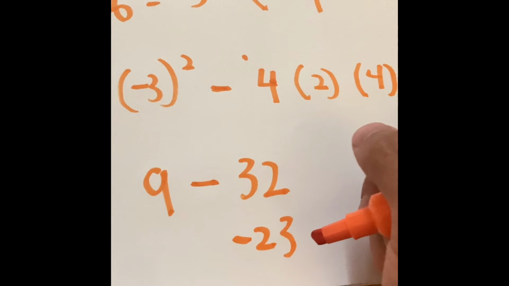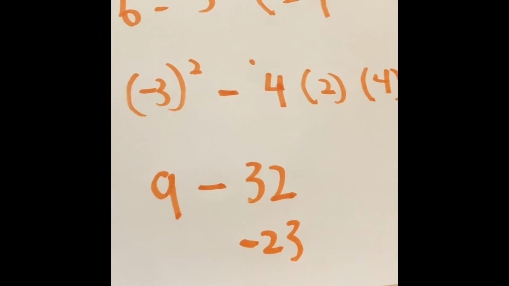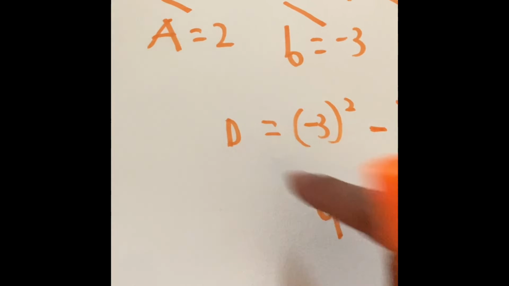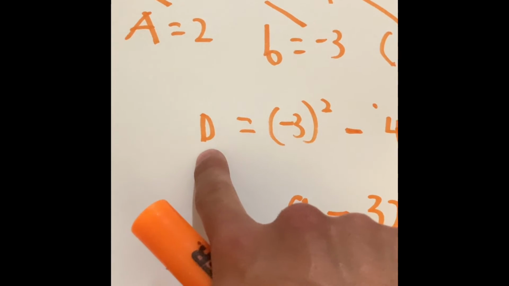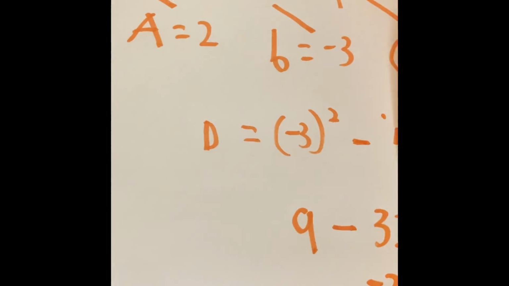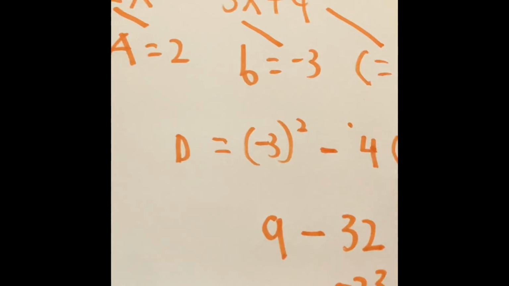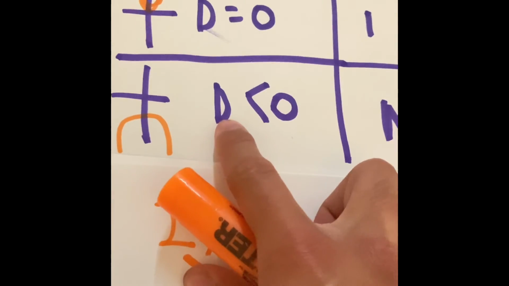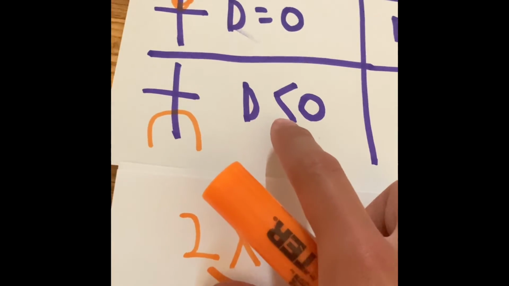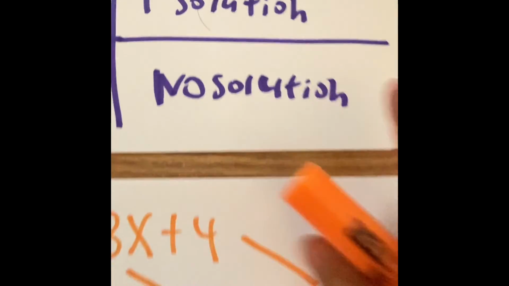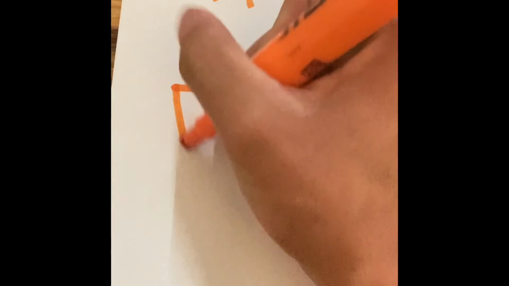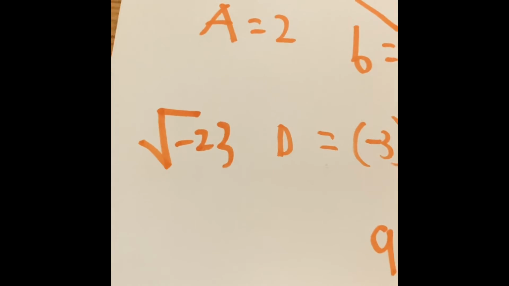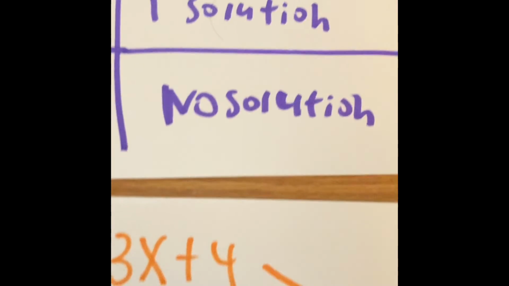But uh-oh, there's a problem. That D that we get represents the square root of D. And if we take a look back at the scenarios, if our answer of D is less than 0, that means it's no solution. So if negative 23 is our D, and the square root of negative 23 is something we try to work on, we actually can't do that because there's no solution.